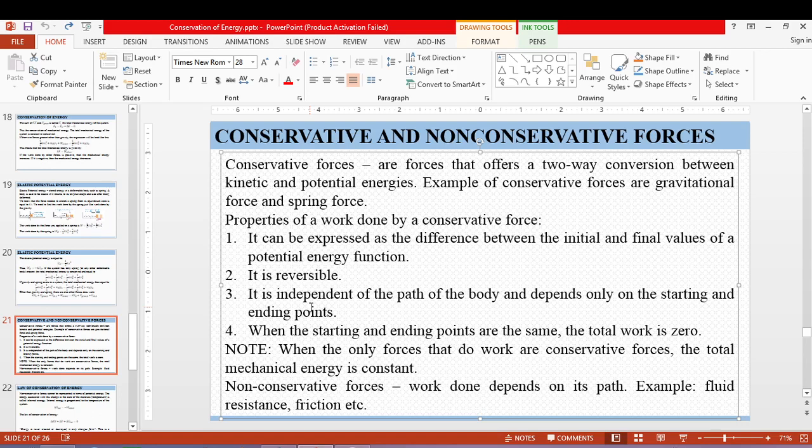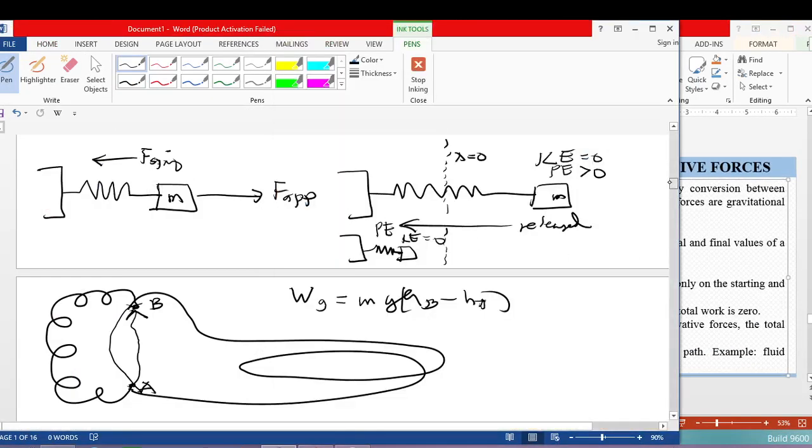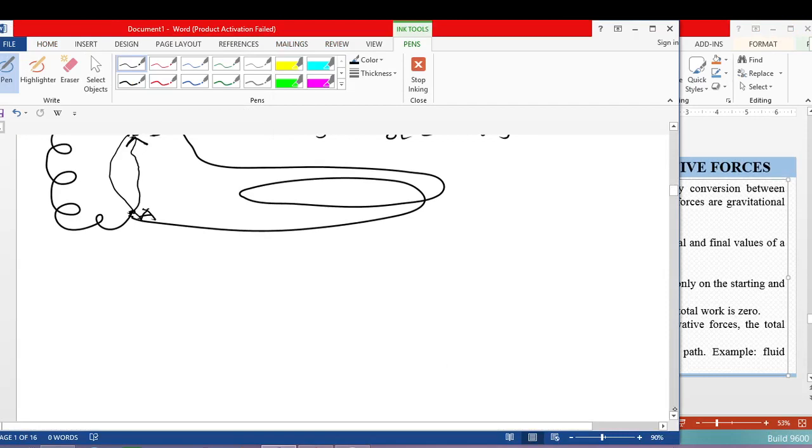One of the common examples in mechanics of non-conservative forces is friction. Any type of friction, whether air friction or surface friction, is a non-conservative force. Friction is also called a dissipative force.